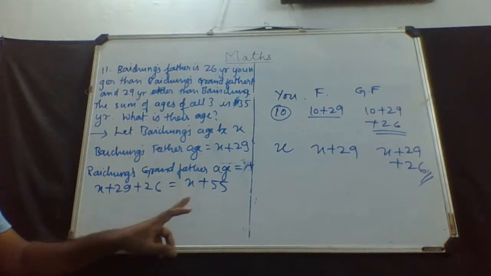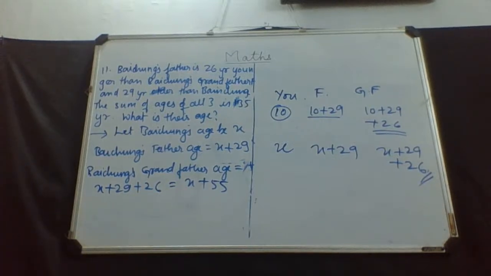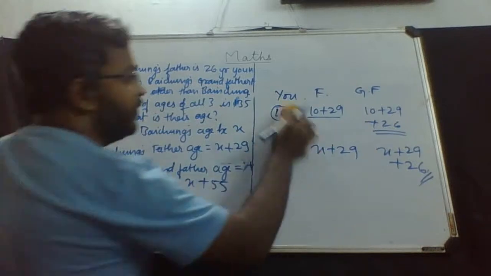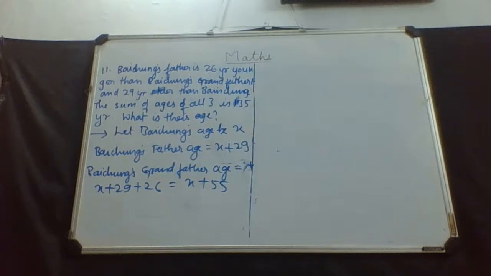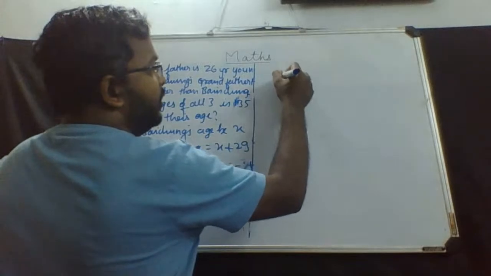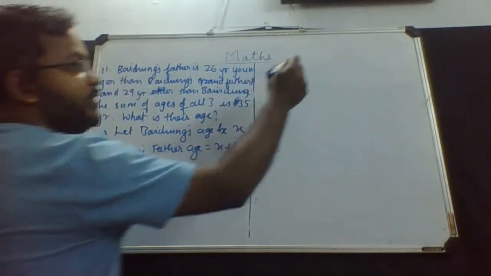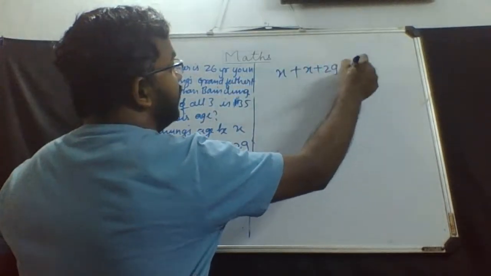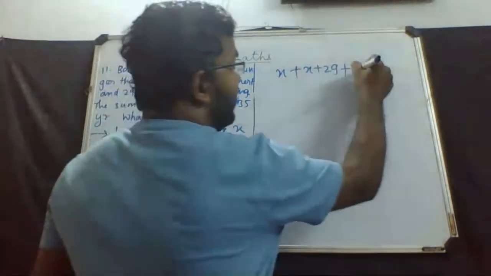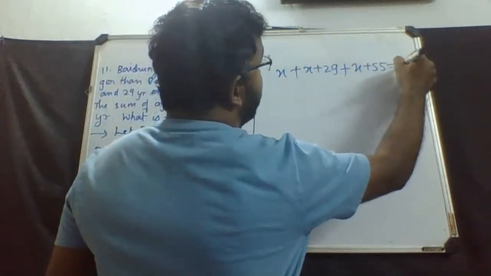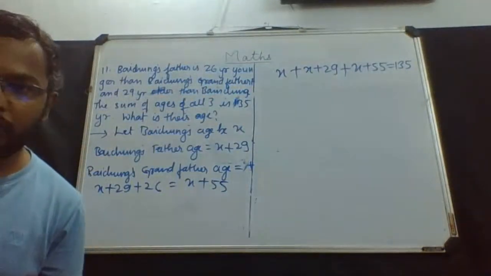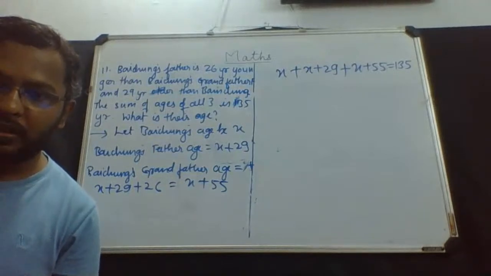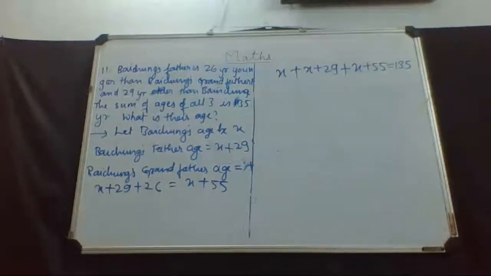So now when you add all these three ages, how much is it coming? The sum of their ages is 135. Your age is x, your father's age is x plus 29, and your grandfather's age is x plus 55. When you add these, you get the sum as 135. So you got the equation; solve it and find the value of x.